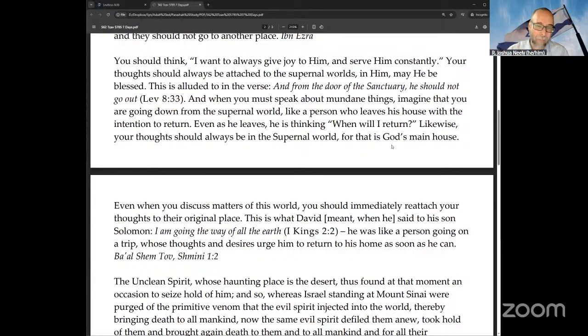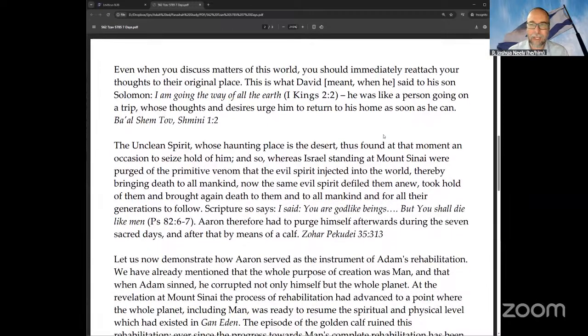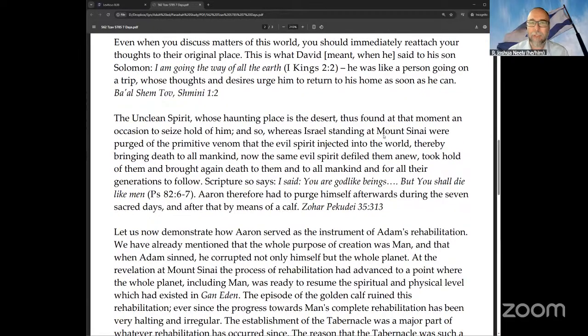And when we have to pull ourselves away from that to take care of the boring things or the bodily needs, we should do so with a feeling of, I can't wait to get back home, meaning get back to that connection to God. And he continues on our second page of the handout, even when you discuss matters of this world, you should immediately reattach your thoughts to their original place. Try to snap back into that spiritual realm.